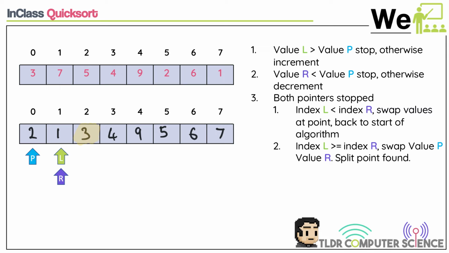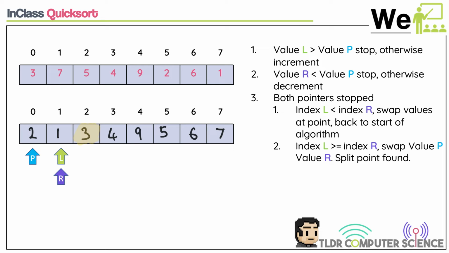Is the value at L, so is 1, larger than 2? Stop. Because we can't increment. If we incremented, we'd go outside the list. Because remember, this is no longer in the list. We have a list of 2 and a list of 5. Is the value at R, so is 1, less than the value at P, 2? Is 1 less than 2? Yes, it is. So we stop.